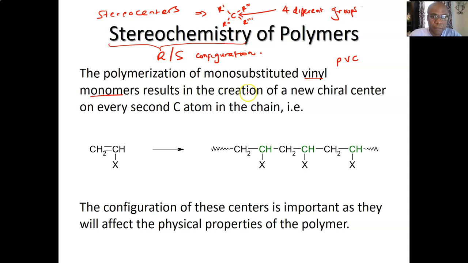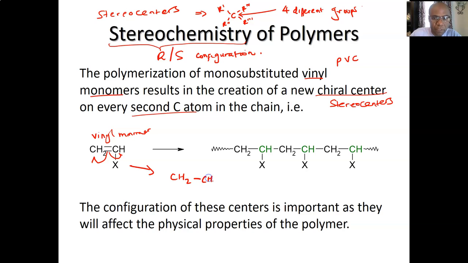It results in the creation of new chiral centers, what I call stereo centers or stereogenic centers, on every second carbon of the chain. So you have your substituted vinyl monomer here. I gave you the shortcut. If you want to know how the polymer will look, simply break down the pi bond.